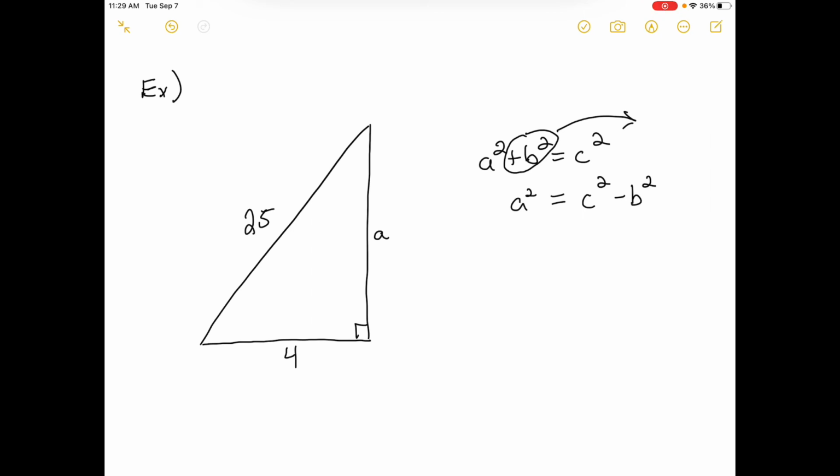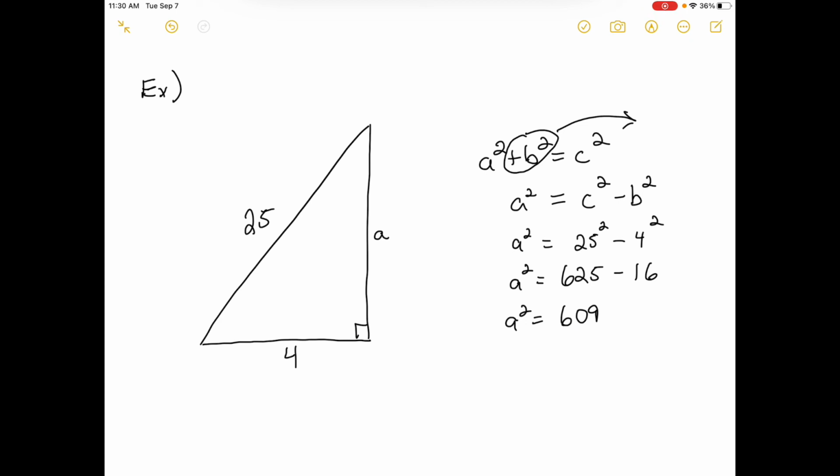Okay, so now let's fill in what we have. We don't know A, so A squared. C is 25, so 25 squared minus, and B is 4, so 4 squared. All right, now let's do 25 squared minus 4 squared. So 25 squared is going to give you 625. 4 squared is going to give you 16. So we do 625 minus 16. We get 609. So we have A squared is 609.